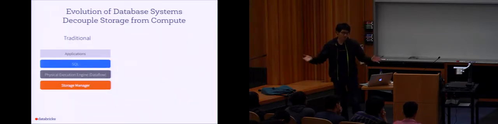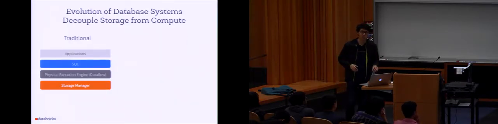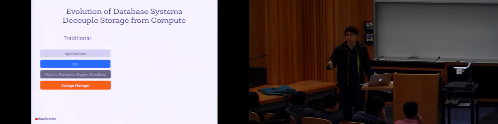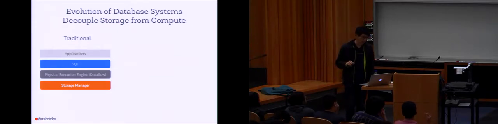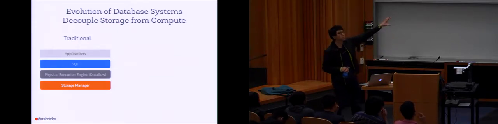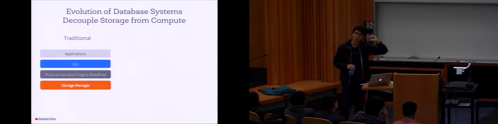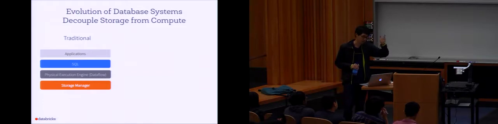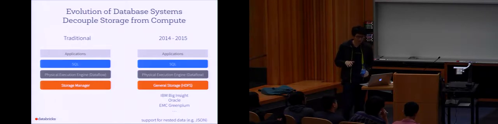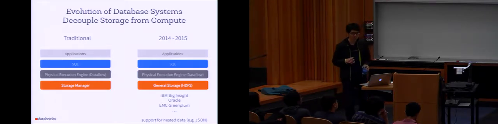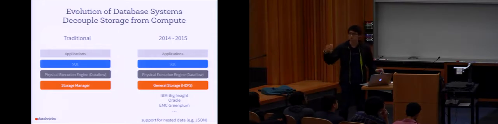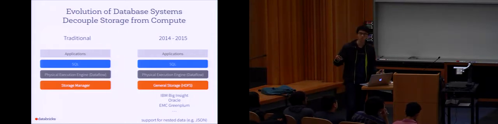The world is not static, so database systems are starting to change, especially in the last year. Traditional databases have a monolithic stack, where storage is coupled with compute. The only way to talk to storage and get data in and out is through SQL talking to a database. But starting about last year, every single database vendor is rolling out what they call Hadoop support. And how do you support Hadoop?